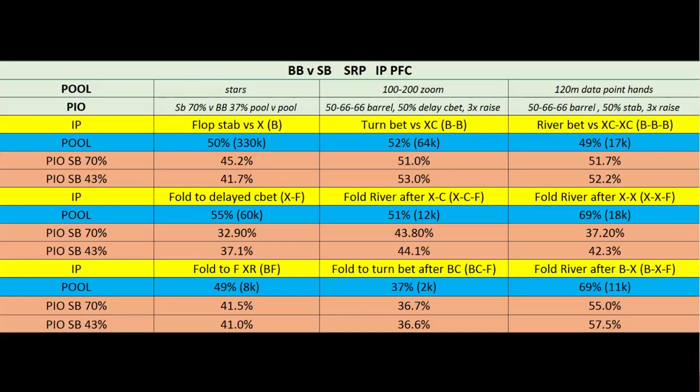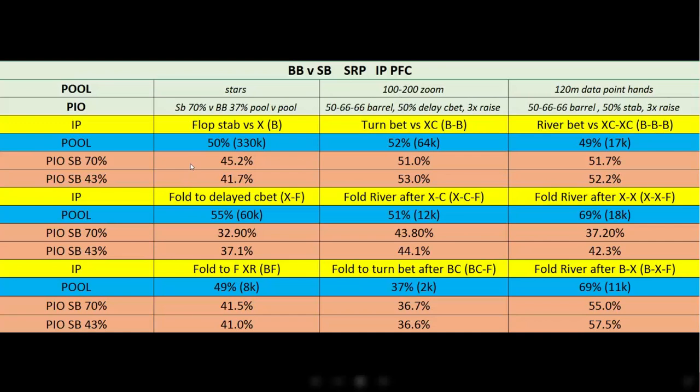So here's a comparison of what PO would do when he's in the big blind versus the small blind, the single raise pot in position pre-flop call, playing against a 70% small blind opening range, the top orange row, and a 43% small blind opening range in the bottom orange row. 43% is what we've used so far. So we're talking about using an exploitatively wide small blind opening range now.